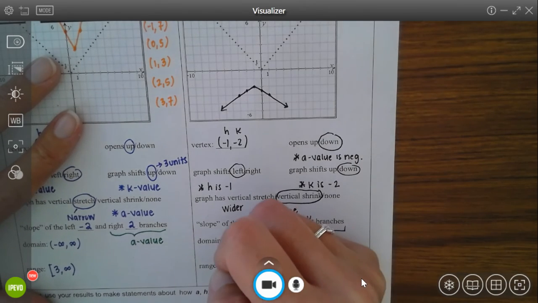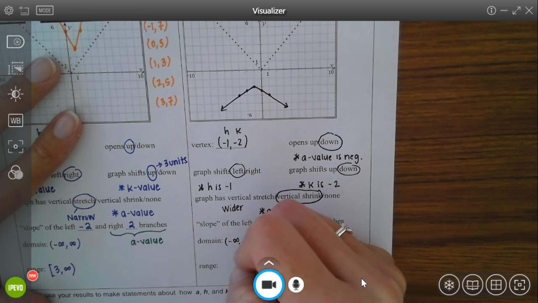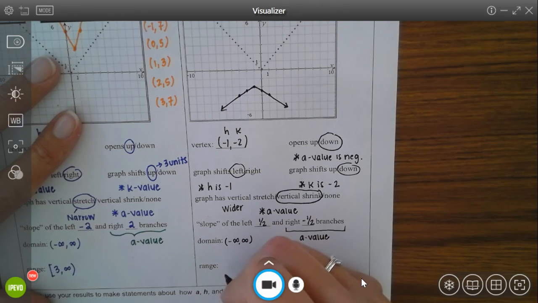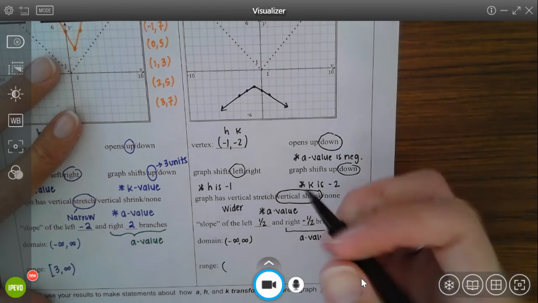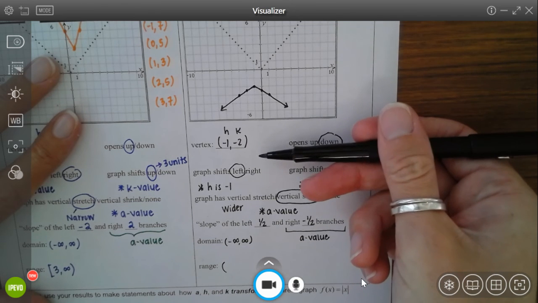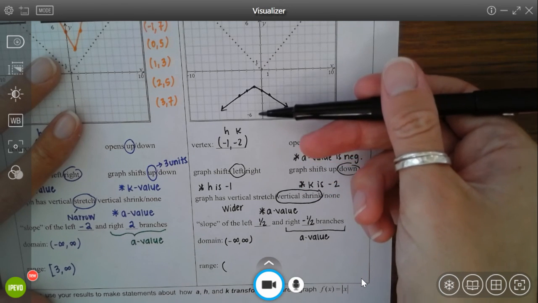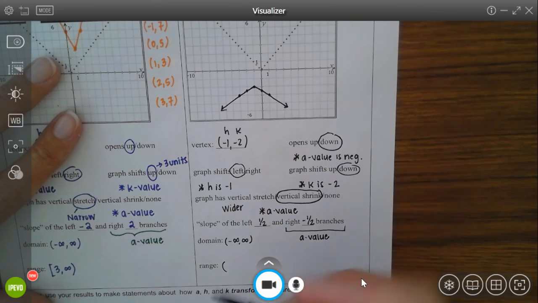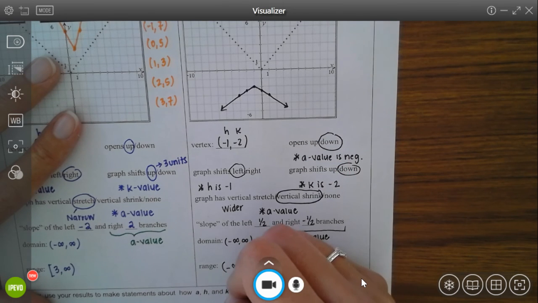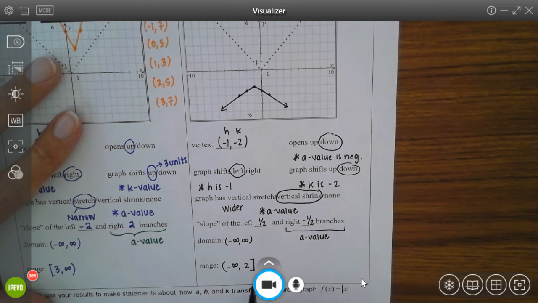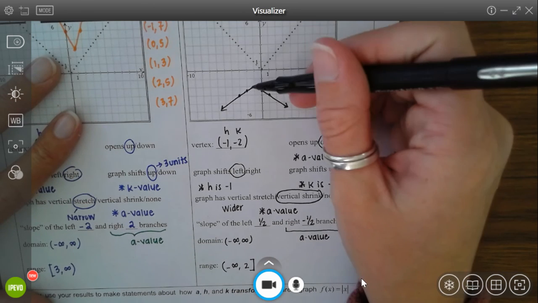So here, our domain would be -infinity to +infinity, and our range would be, if we're reading from the bottom up, so the graph is going to start at -infinity, and we're going to stop at -2. So negative infinity to -2, and the -2 is included since we do have a closed dot here.